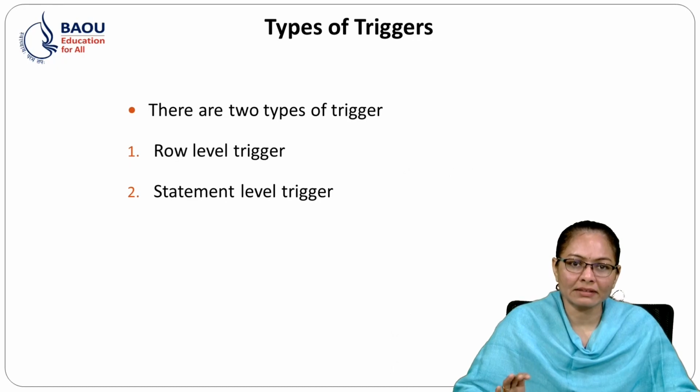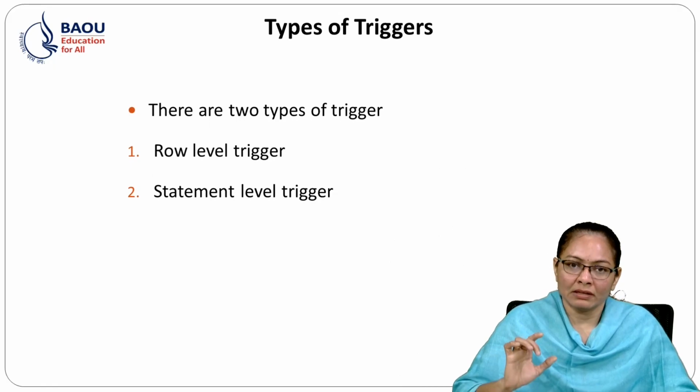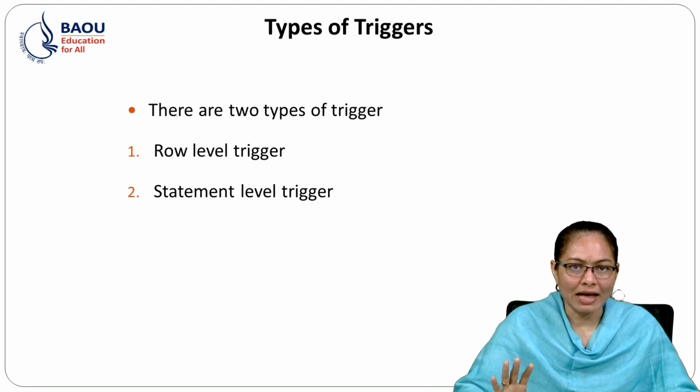The row level trigger is created using the FOR EACH ROW clause in the create trigger statement. A simple example of a row level trigger: if 5 rows are to be inserted into the table, then the row level trigger would execute 5 times.